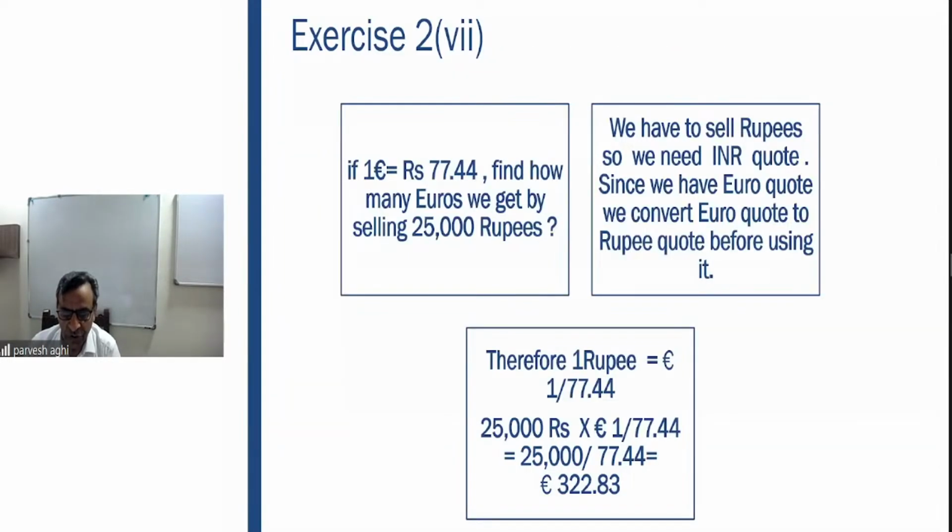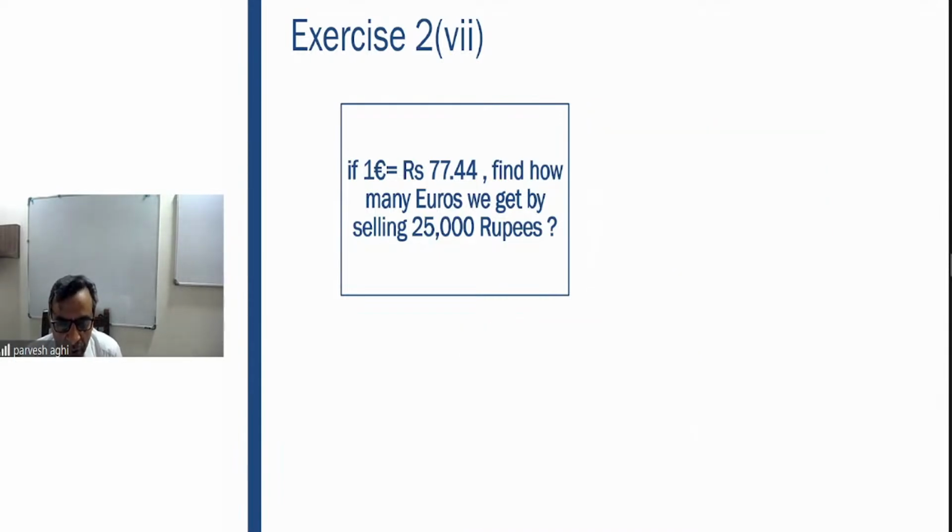Yeah. So this is the last question, and then we come to the another topic. So 1 euro is equal to rupees 77.44. Find how many euros we get by selling 25,000 rupees. Again, the quote is in terms of euros. This is a direct quote of a rupee in terms of for buying 1 euro. So we need to convert that. Please answer.